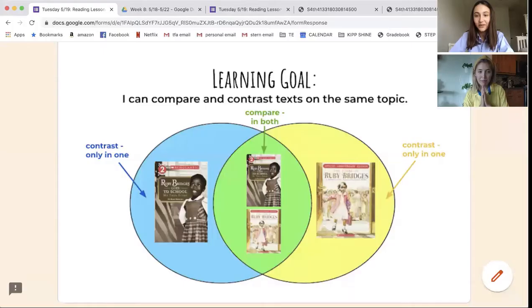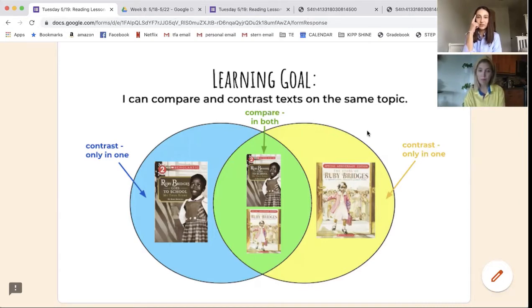Look at our colors. I'm yellow, Miss T is blue, and there's a reason. You'll see shortly. Maybe you can guess. Ready? Steady. Go. Okay, so this week, our learning goal, let's read it together. Ready? 3, 2, 1. I can compare and contrast text on the same topic.